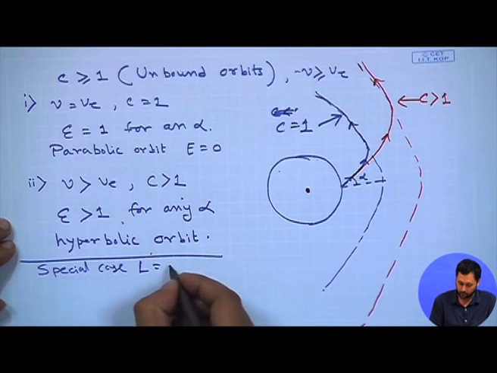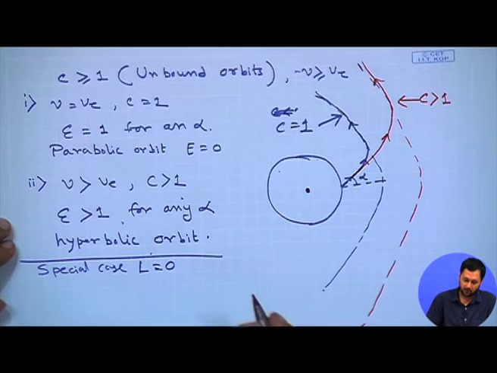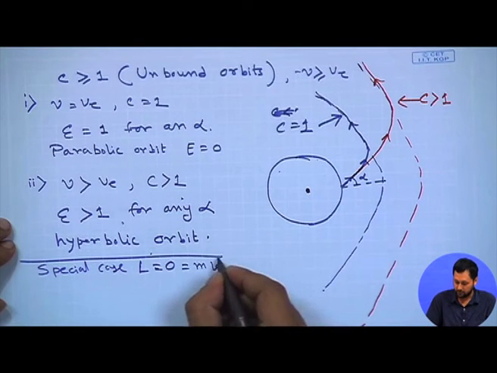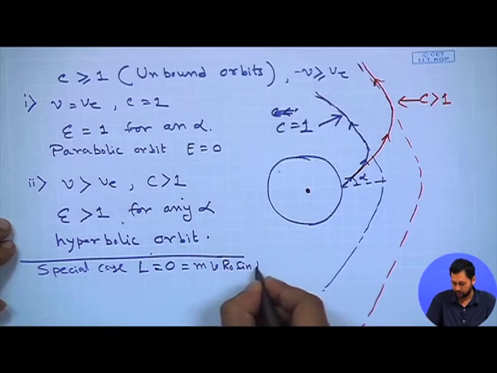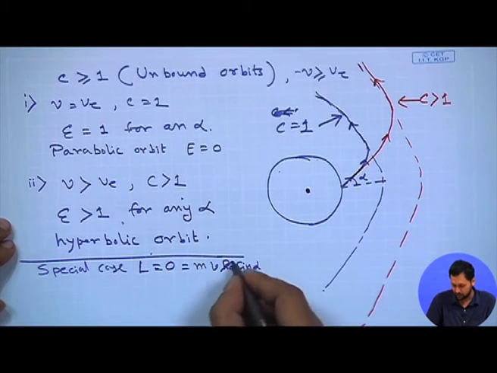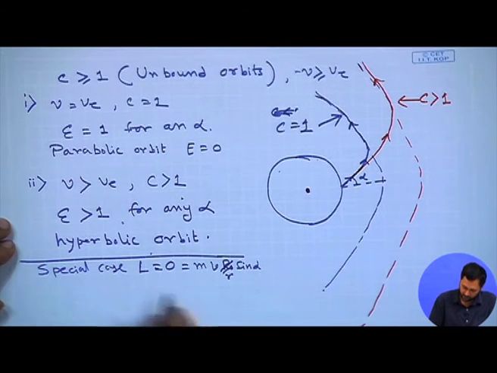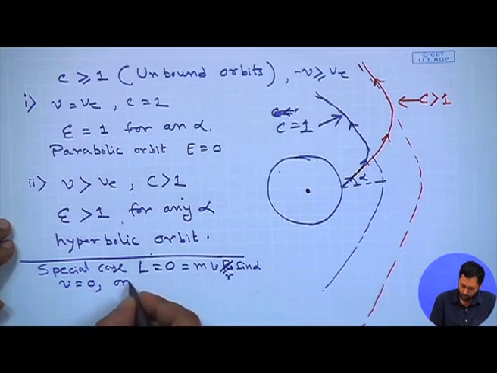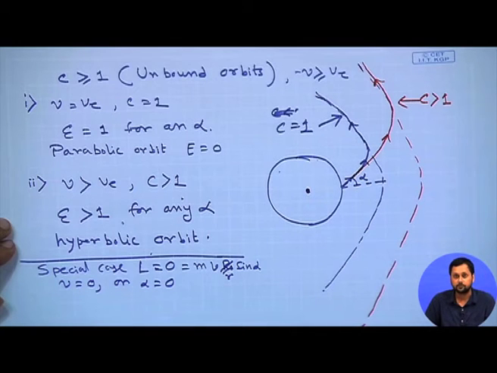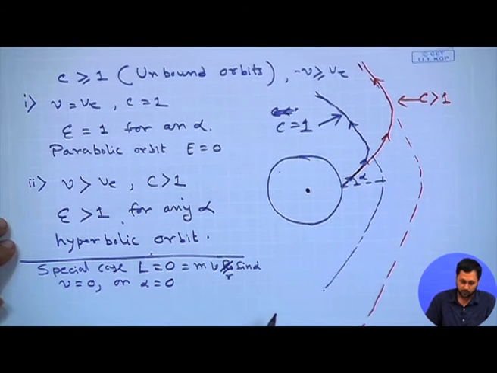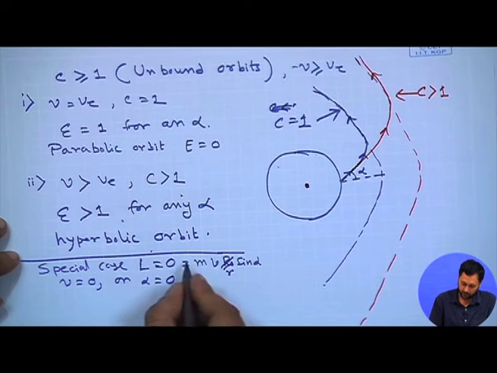Now also we have a special case when L is equal to 0. Now, L is given by m v r0 sin alpha, or we can replace this r with some arbitrary distance r. So, this can happen if v is equal to 0 or alpha is equal to 0, or both. So, this is the situation which will give us L equal to 0.